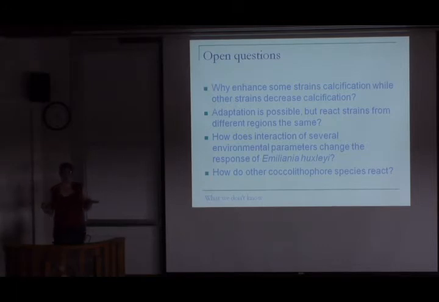And with that, I'm at my second last slide. So, open questions, things I think we still need to know about ocean acidification and coccolithophores. One is that we are still not exactly sure why we see enhanced calcification in some strains and decreased calcification in others. So we're quite sure right now it's a strain-specific response. But what makes the strains respond differently?